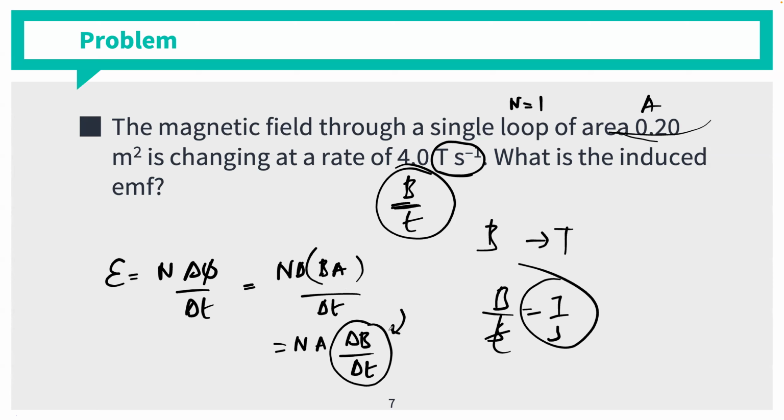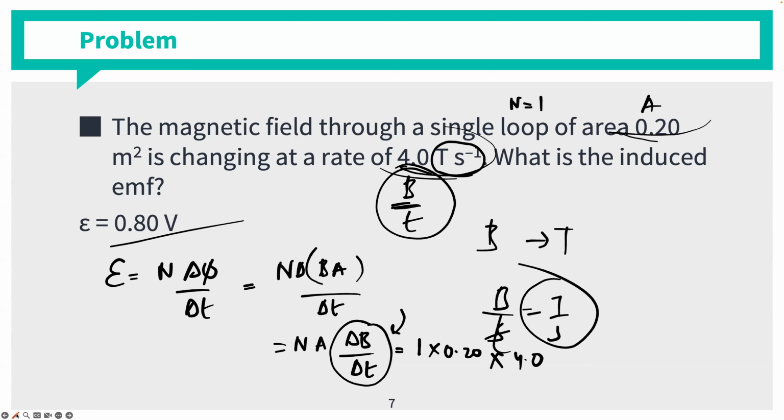It means at what rate the magnetic field strength is changing, and it is given as 4 Tesla per second. The number of turns is one single loop, area 0.20 meter square. The rate at which the magnetic field strength is changing is 4.0. Simplifying that will give you 0.80 volt.